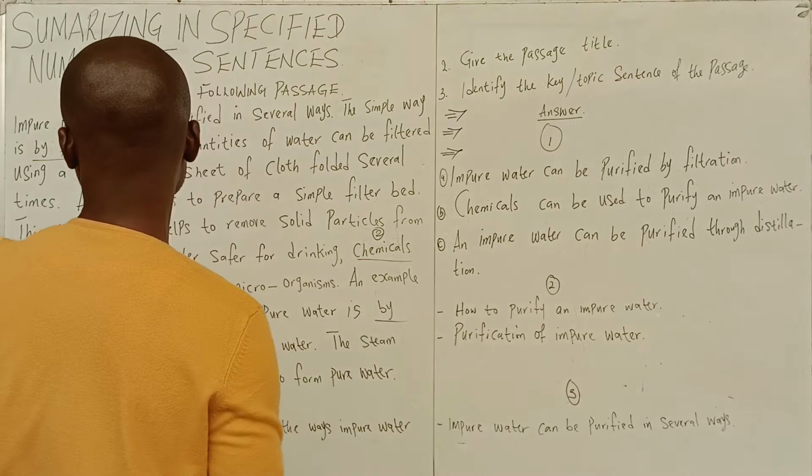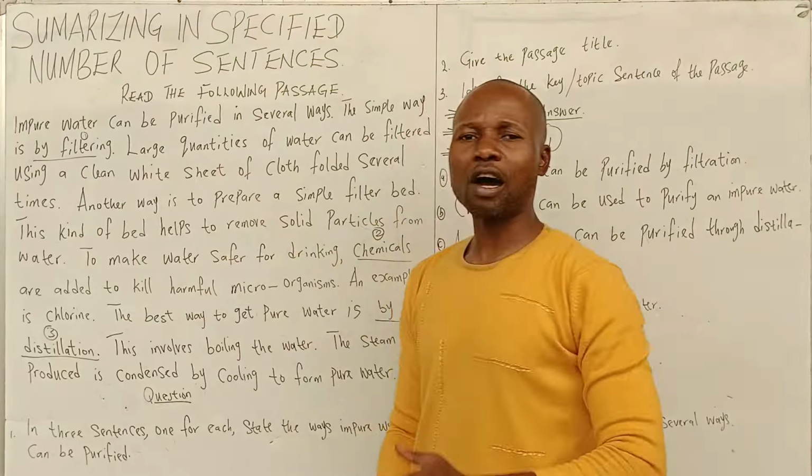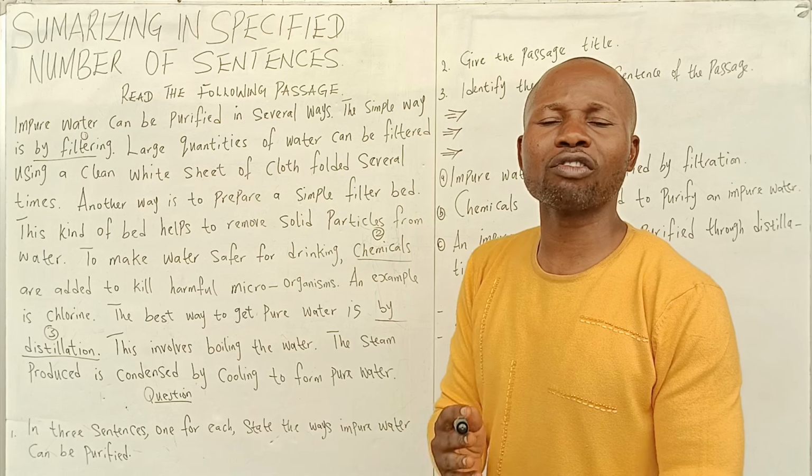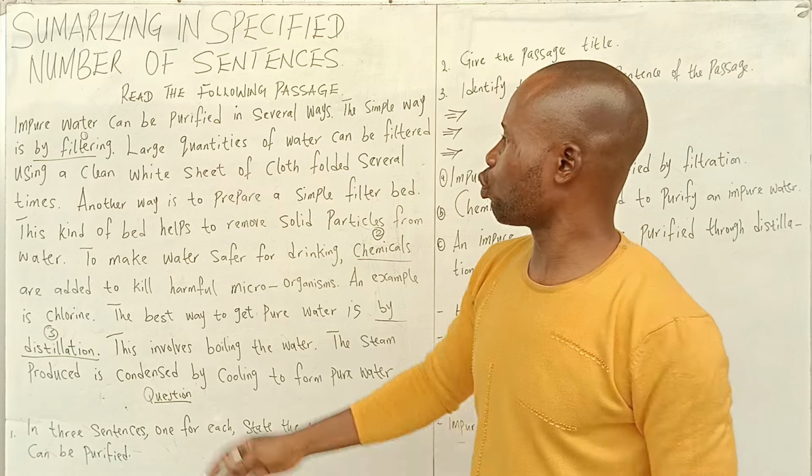So now, since I have gotten my 3 points, which is how impure water can be made pure. So all these things you see up here, the simple way is by filtering. Now they give you examples, analogy, further explanation, how you can do the filtering. They say, how can you do this filtering? He said, large quantities of water can be filtered by what? You use a white sheet of cloth. So using a white sheet of cloth is not a way of getting pure water, but it's a process. But that process is called what? Filtering.